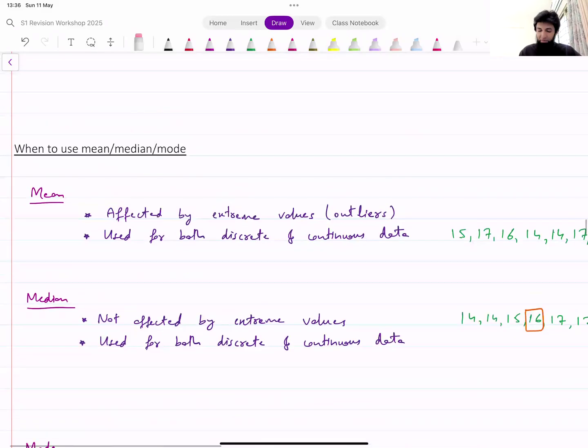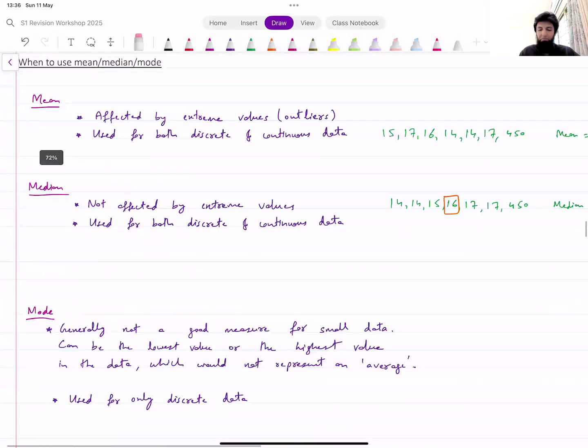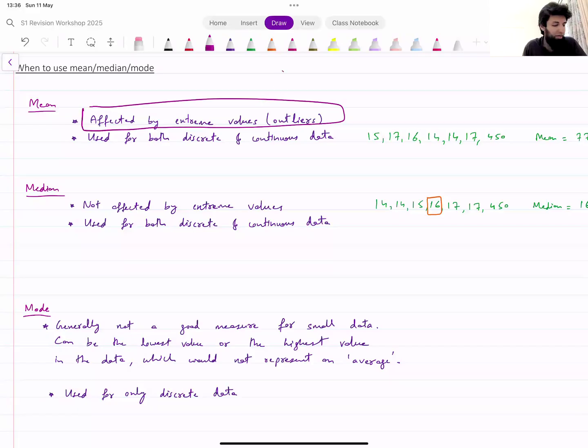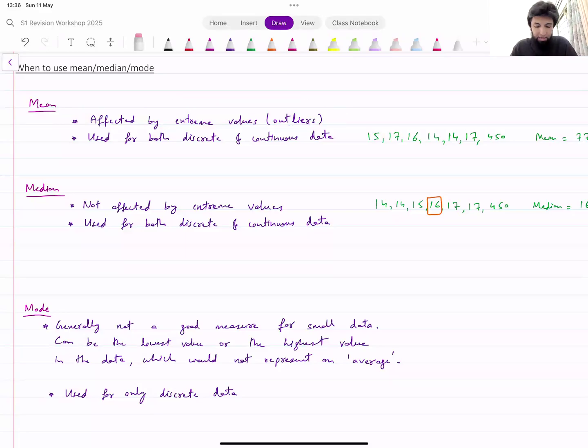Now, sometimes they ask you whether in a particular situation, mean is a good measure or median is a good measure. How do you figure that out? Generally, for most of the data sets, mean is the most appropriate measure because it uses all data points. It uses every single value in its calculation. However, there is one case in which mean is not going to be appropriate, and that is when you have extreme values in the data, when you have outliers in the data. In these cases, mean is not an appropriate measure.